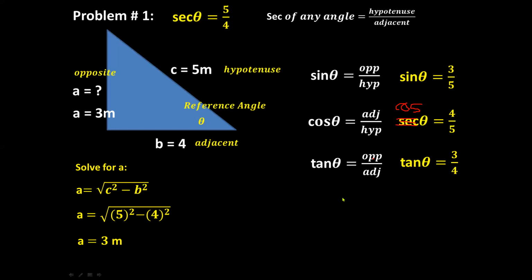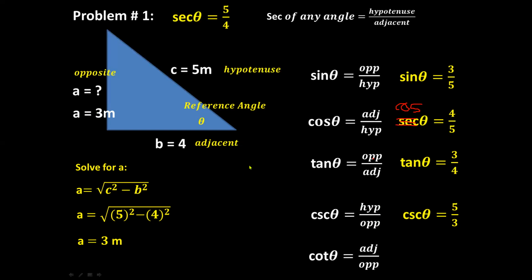Actually, we have the cosecant theta and the secant theta. Cosecant theta muna tayo. Cosecant theta is equal to hypotenuse over opposite. Kabaliktaran lang ng sine theta yan. So cosecant theta is 5 over 3, dahil ang hypotenuse natin is 5 at ang opposite naman natin is 3, na nahanap na natin kanina gamit ang Pythagorean Theorem.